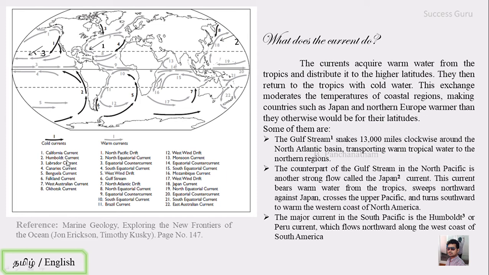There is actually a list of currents here. There are 8 cold currents and 22 warm currents in the globe. If you want a detailed review, you can just mention it in the comment section. I will do it for you.